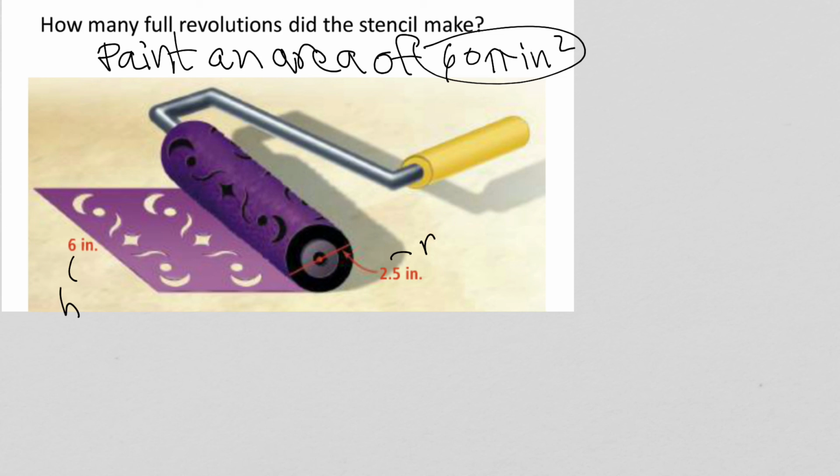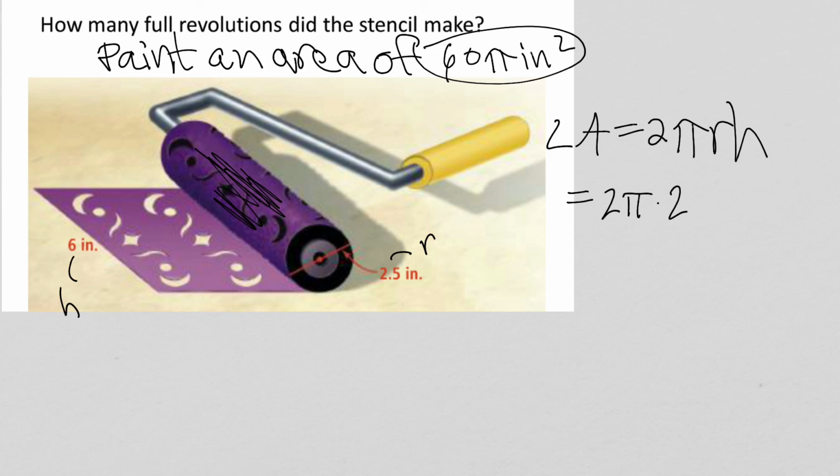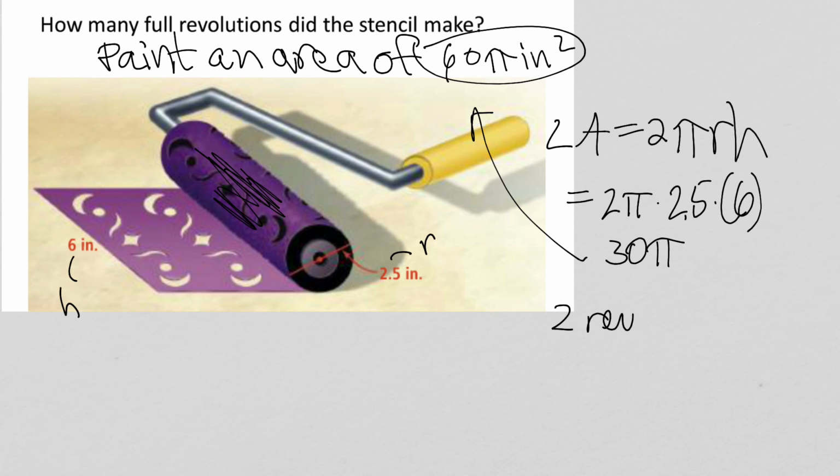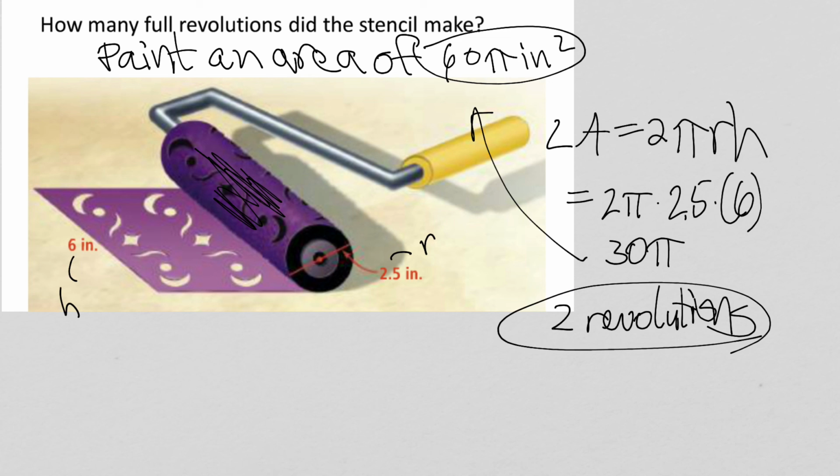So I am not concerned about total surface area. I'm just concerned about this part here, which is the lateral area. And what was the lateral area for a cylinder? It was 2 pi rh. So let's plug in our stuff: 2 times pi times r times h. When I work it out, I get it to be 30 pi. So how many revolutions can I make to paint an area of 60 pi? That would be just 2 revolutions, right? Because one time around is 30 pi, and then another time around would make it 60 pi. So 2 revolutions to paint that area.